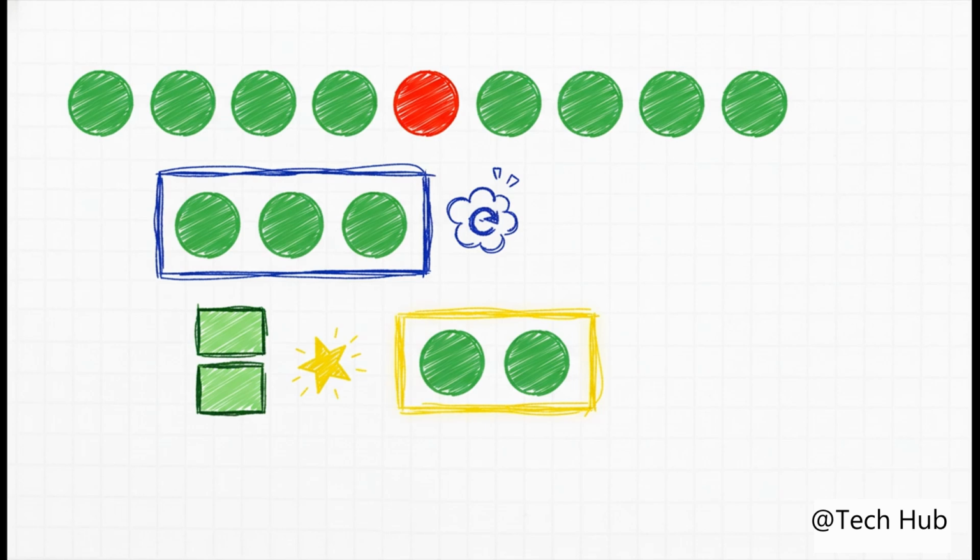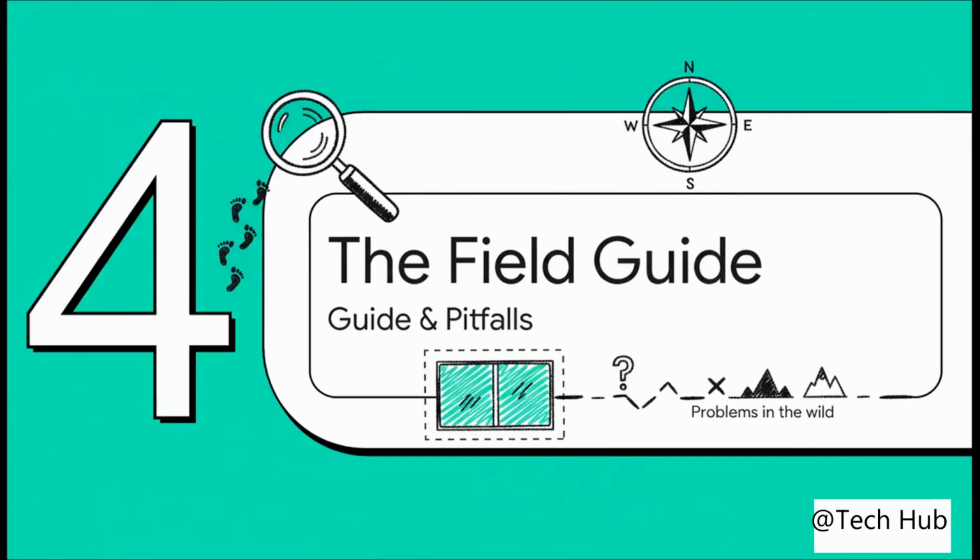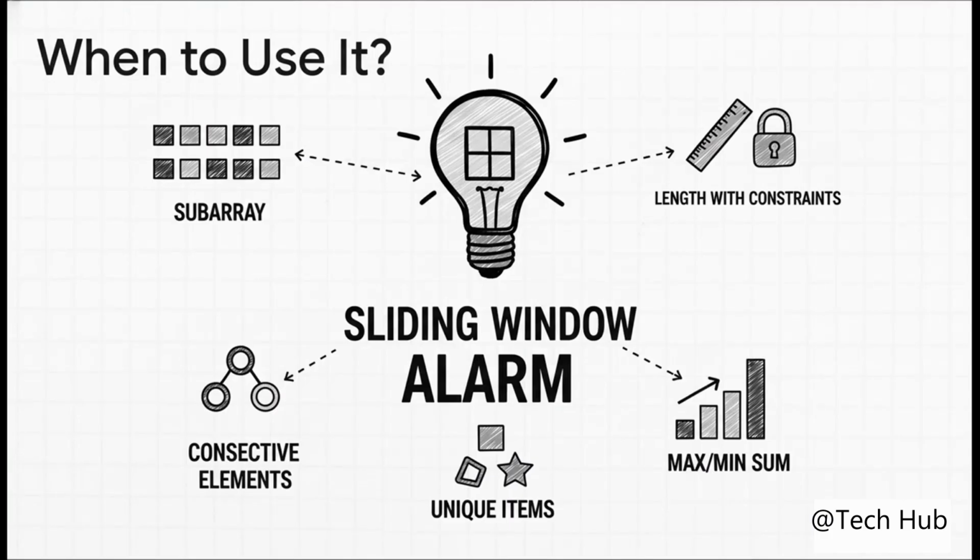The key thing to remember is that the window grows as long as things are good, and it shrinks or resets the moment a condition is broken. Okay, so you've got the logic down, you've seen the 2 flavors, but the million-dollar question is, when do you actually use this thing? Let's go through a quick little field guide to help you spot these problems in the wild. Be on the lookout for these keywords in a problem description. If you see subarray, substring, or anything about consecutive elements, ding ding ding, your sliding window alarm should be going off. Same goes for problems asking you to find a max or min sum within a range, or the longest or shortest something that fits a certain rule.